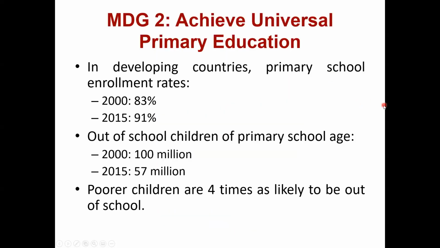All right, so MDG 2, achieve universal primary education. In developing countries, the primary school enrollment rate in 2000 was 83%. In 2015, it's up to 91%. Out-of-school children of primary school age: in 2000, we had 100 million. In 2015, we had 57 million. And poor children are 4 times as likely to be out of school in developing countries. So dealing with extreme poverty will help get children into school. This is progress, a near halving of the total number, and a significant increase from 83 to 91. But we're still dealing with 57 million children out of school, and the children who most need help are the ones most likely to be out of school.